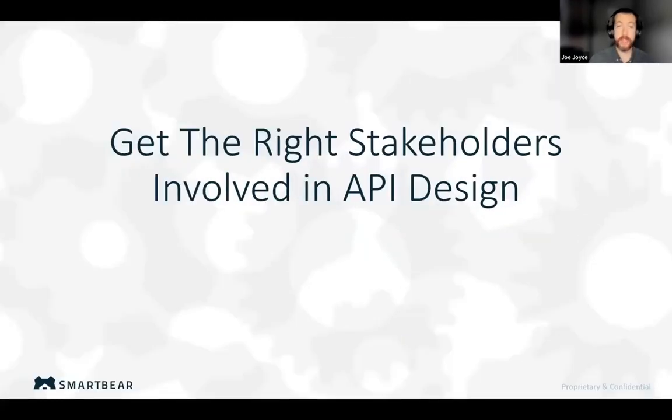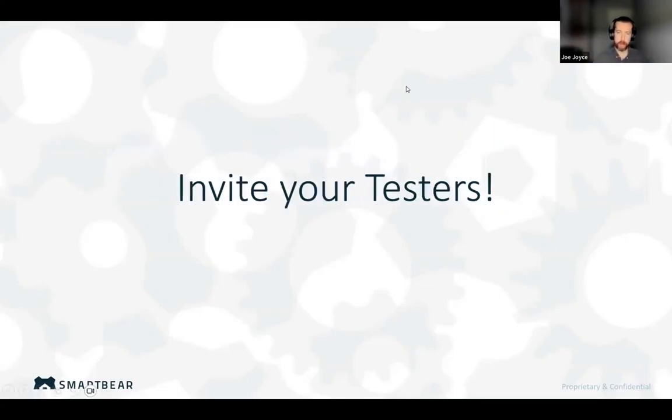So thing number one that you can do right now to start getting more out of SwaggerHub is to think about who are the stakeholders for your APIs and get them involved in the API design process, because there's room for technical and non-technical users within SwaggerHub. Thing number two, which is a subcategory of thing number one, is invite your testers.